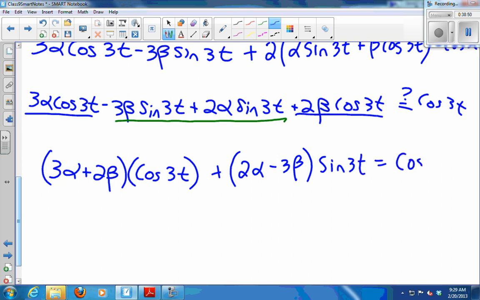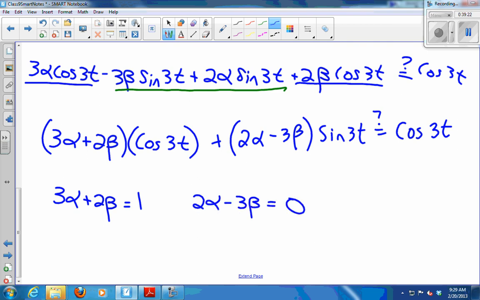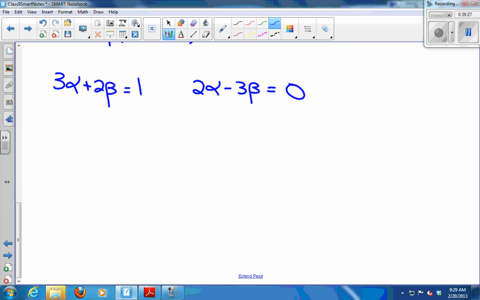I want that to equal the cosine of 3t. So now I need this coefficient 3 alpha plus 2 beta. What do I have to set that equal to? 1. So the coefficient on my cosine 3t needs to be a 1. What should my coefficient on the sine 3t be? 0, because there's no sine 3t on this side. So to make these things equal, I have to say, well, 3 alpha plus 2 beta needs to equal 1, and 2 alpha minus 3 beta needs to equal 0. And then I solve this system of equations. So I'll do a substitution.